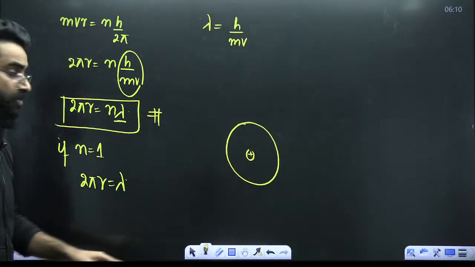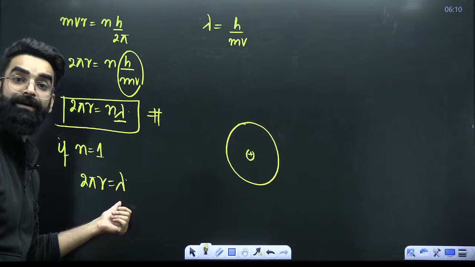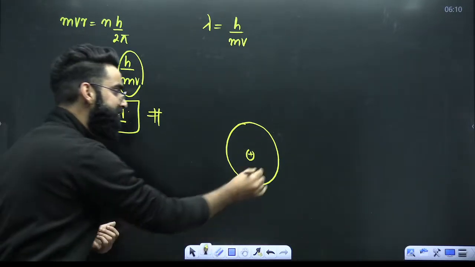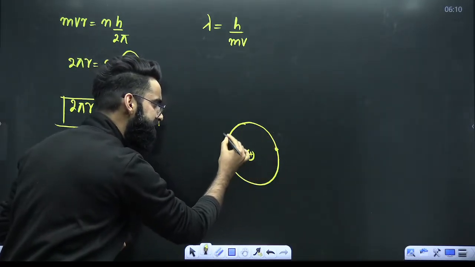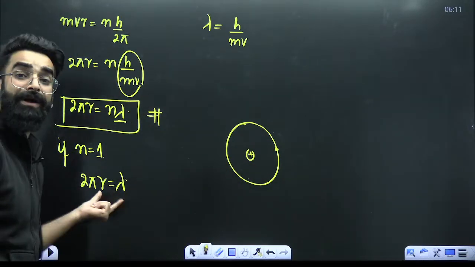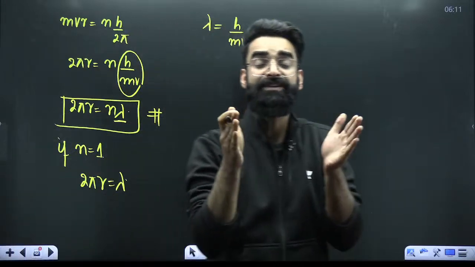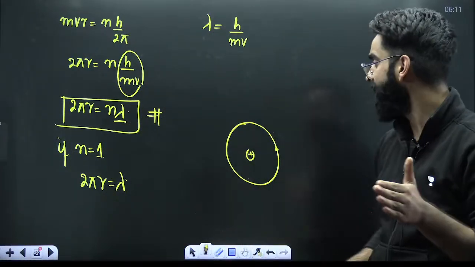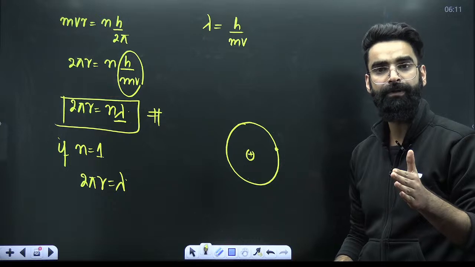Right? So for the first shell, 2 pi r is equal to n lambda. What is 2 pi r? 2 pi r is the distance covered by the electron in one revolution. Right? It is equal to lambda. What is lambda? Lambda is the wavelength of one complete wave.